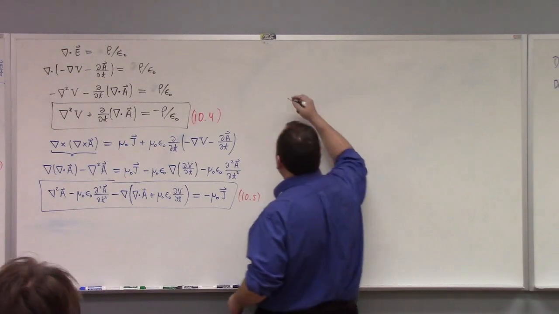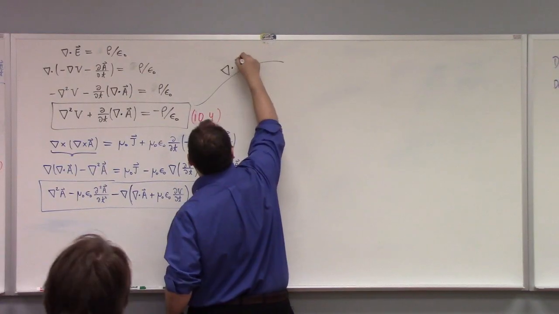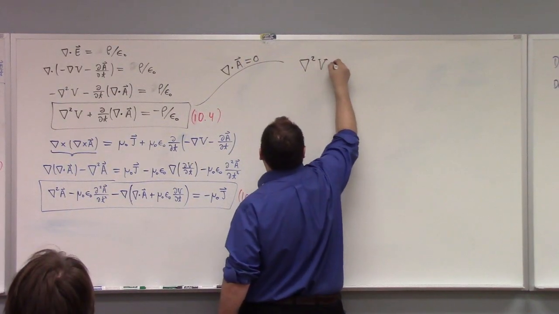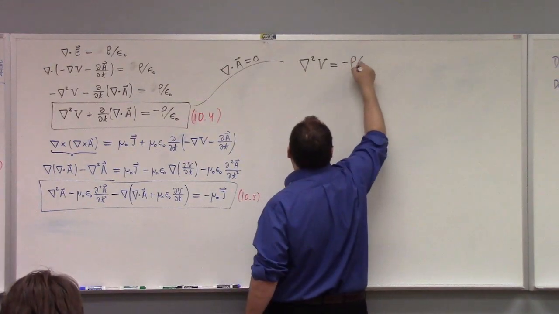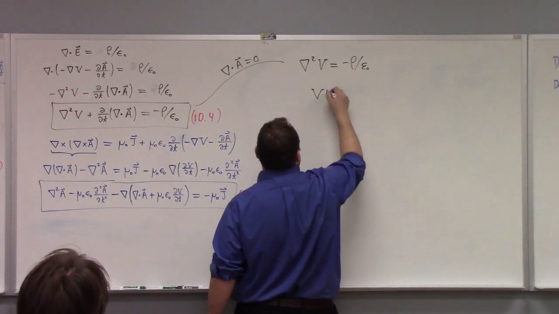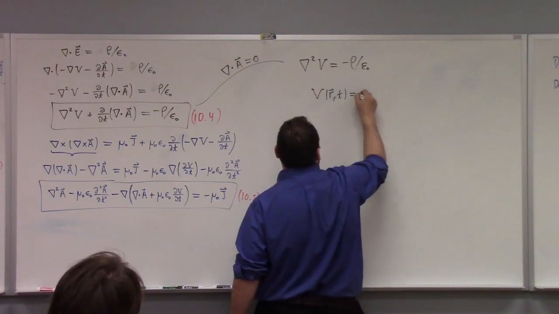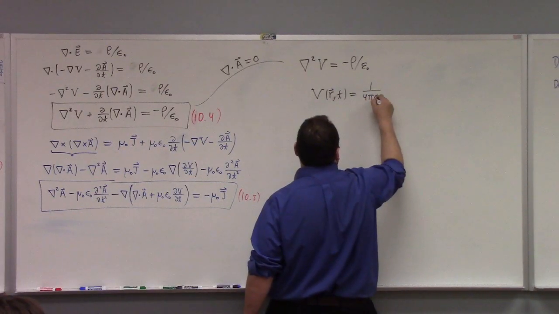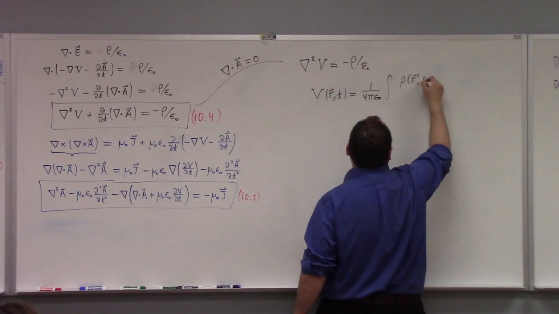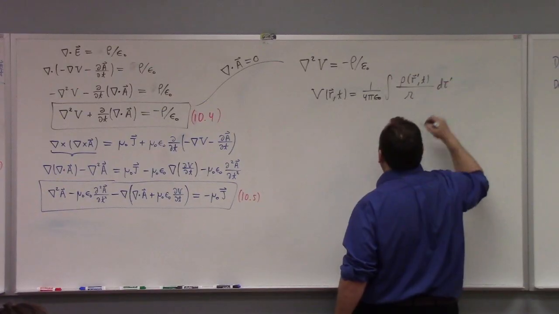Okay, so if we have the divergence of A equal to 0, then we've just got nabla squared V equals minus rho over epsilon naught, right? And we know how to solve this. The solution is V of r, t actually is 1 over 4 pi epsilon naught times the integral of rho of r prime, t divided by script r, d tau prime, right? That was the solution.